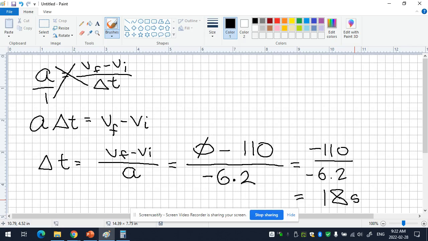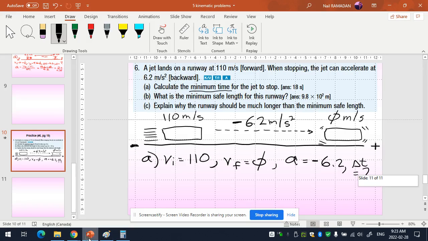Can I use the 18 seconds? Can I? I can. Should I? I shouldn't, because it's an approximate, and we do not want to rebuild another thing on approximate. Okay, so let's look at the list. I have VI, VF, A, but instead of delta T, I need what now? Delta D. So what equation is missing time? Equation number 5 is the only one that does not need time. Great.